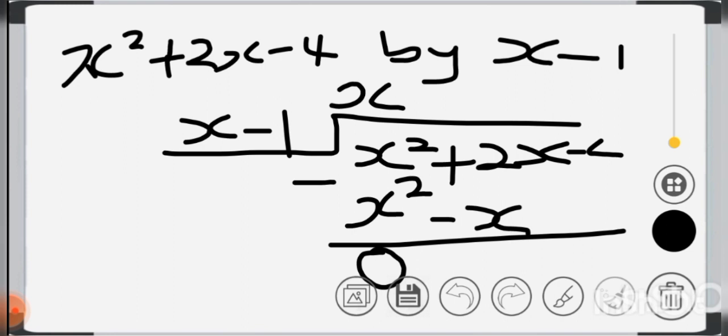2s minus x, that's minus will be plus. So now it becomes 2s plus x, that's 3x.